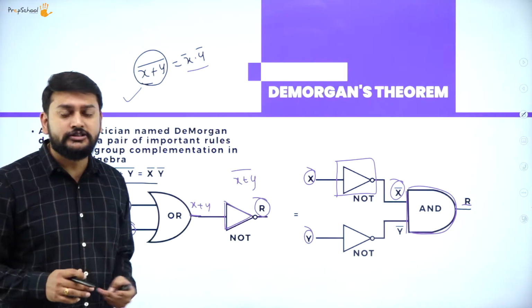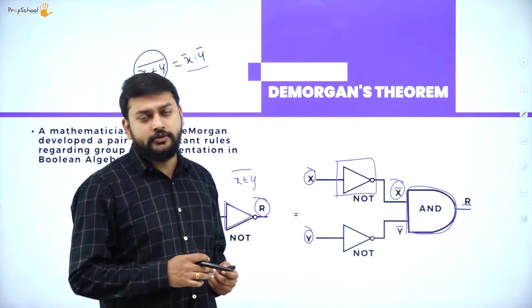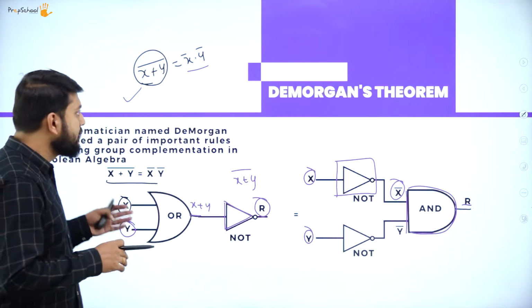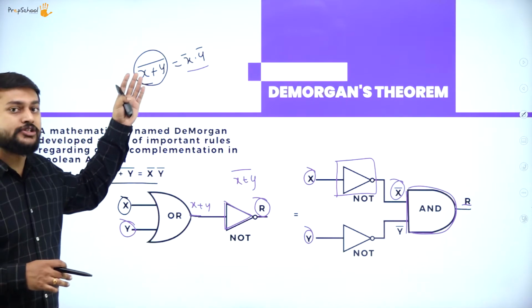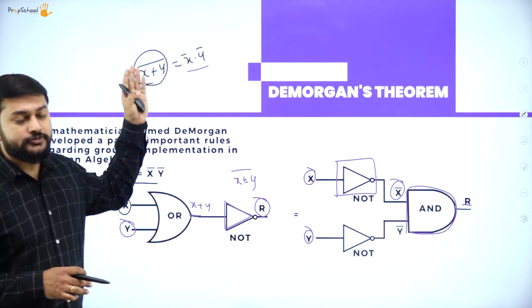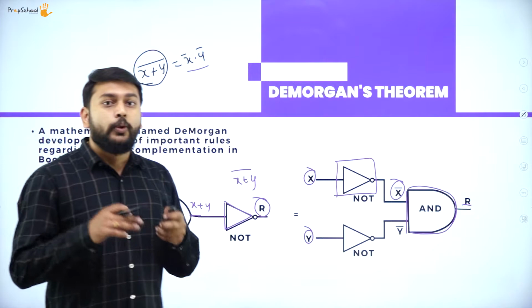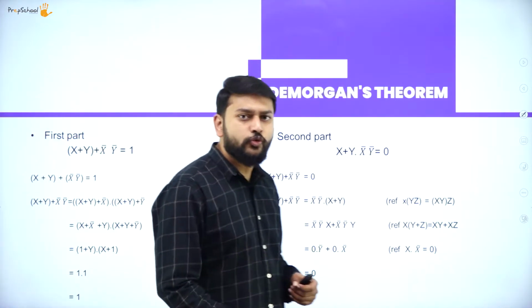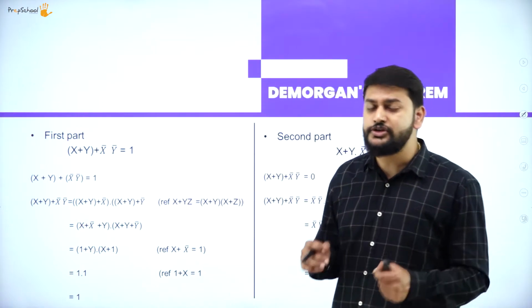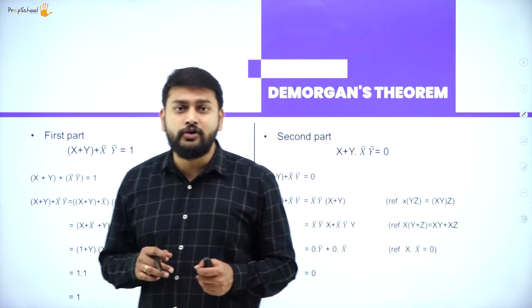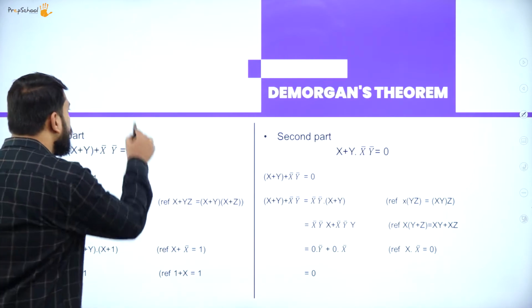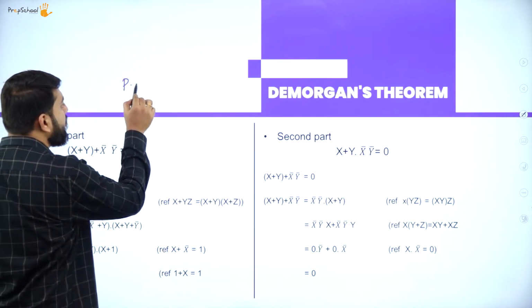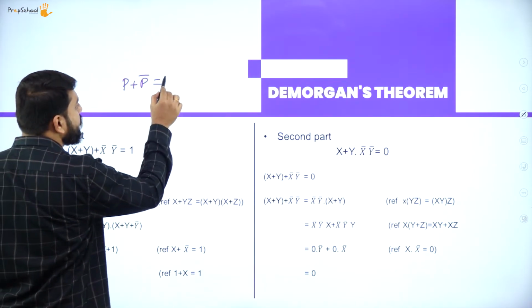We are done with the graphical symbols. How do we prove that? So x plus y whole dash is equal to x dash into y dash. Let's understand this. First of all, to prove this, we need to remember a law called the complementarity law. So we have p plus p dash is equal to 1.